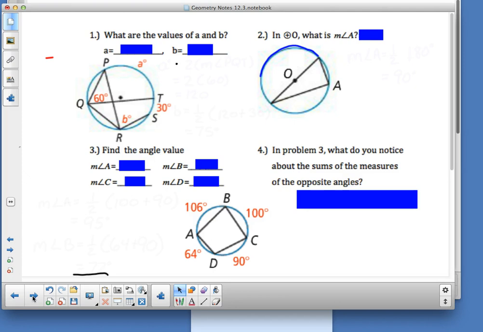I mean, this looks easy. That looks hard. So we have to start paying attention to the diagram. Let's talk about A. That's my arc.